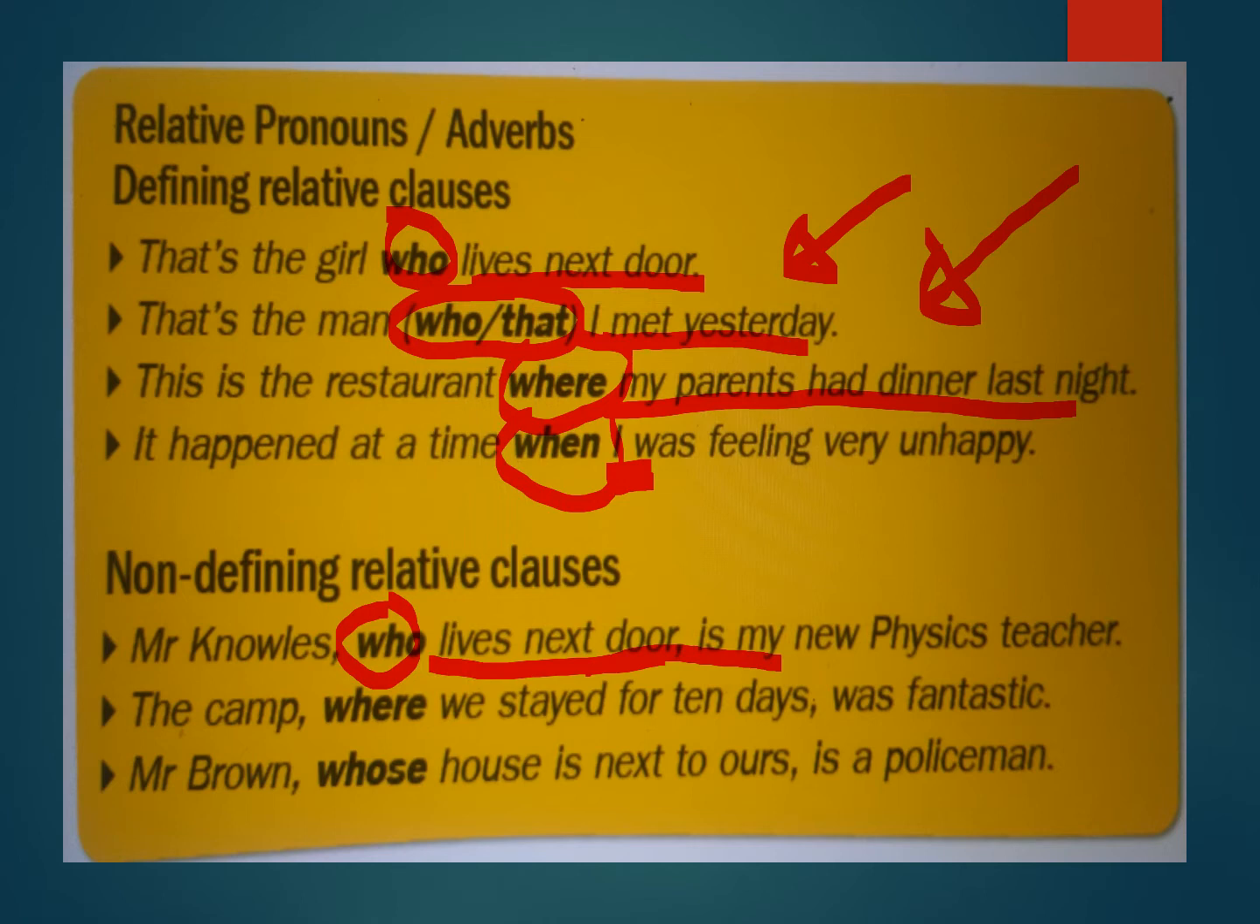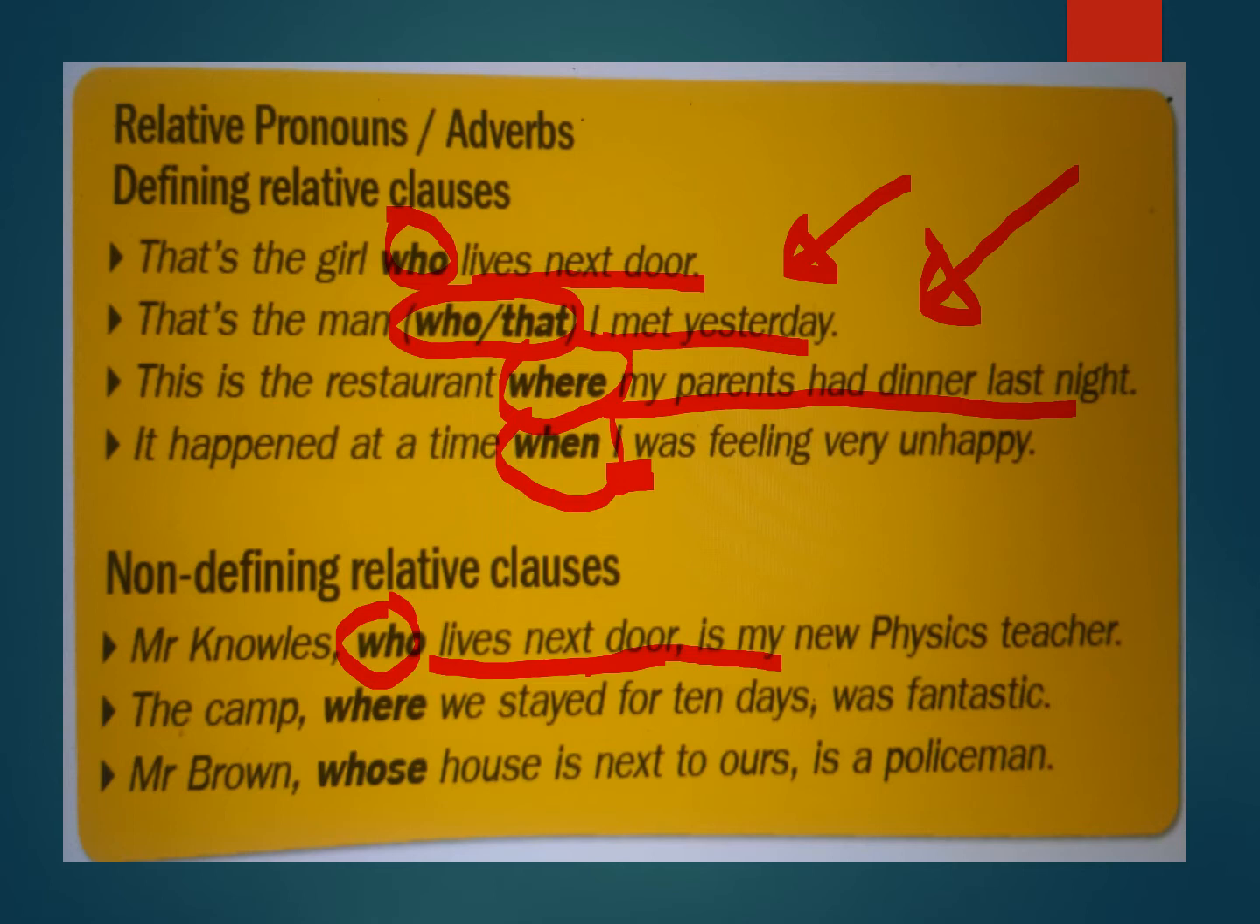Okay, can we cross out this relative clause? Can I take it out of the sentence? Yes. And the sentence still has the same meaning? Yes. Can we say, Mr. Knowles is my new physics teacher? Yes. So it's a complete sentence. So the relative clause in the middle is a non-defining relative clause. Do you see now what a non-defining relative clause is?